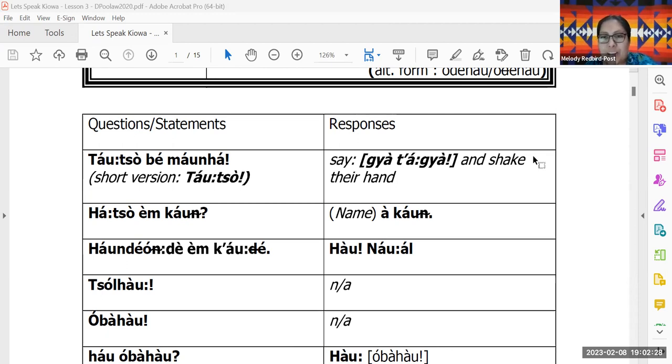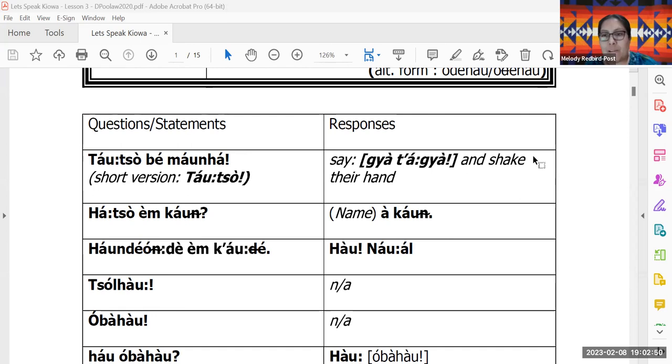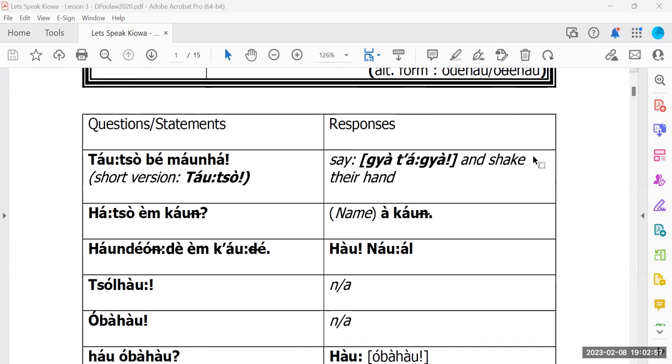Nelson, you're up. Yay, hello, can you hear me? Okay, I couldn't get my mute to work. Tatso be mon ha. Get aga. And Ramon? Tatso be mon ha, get aga.